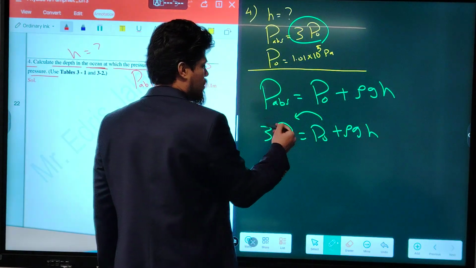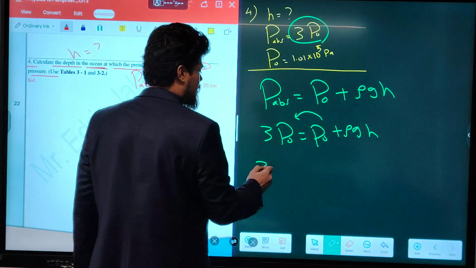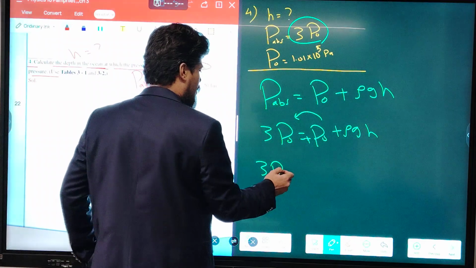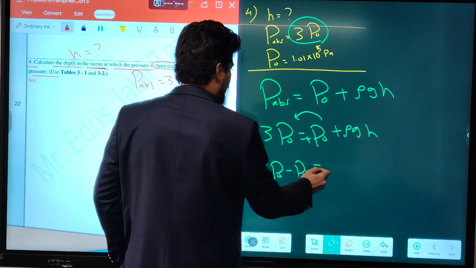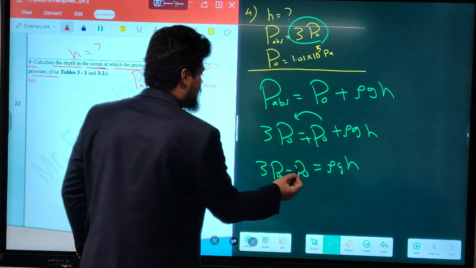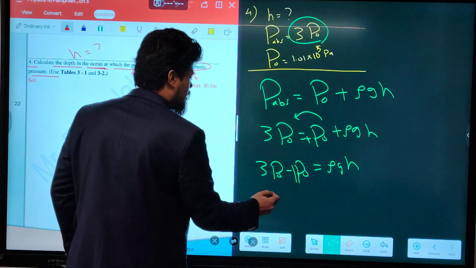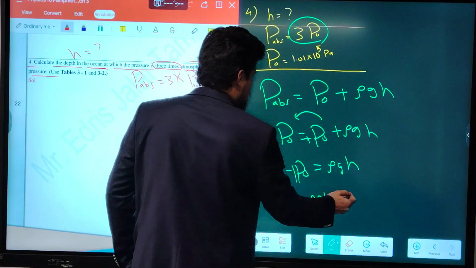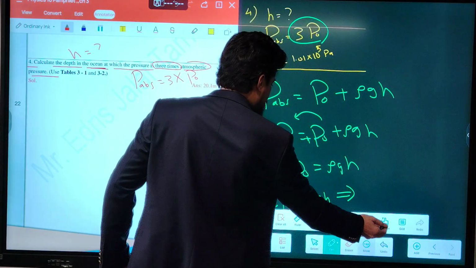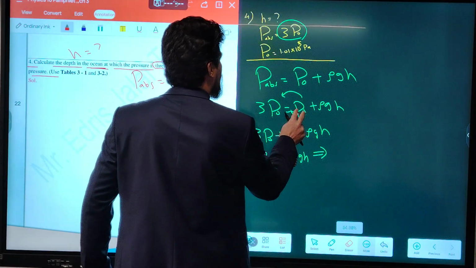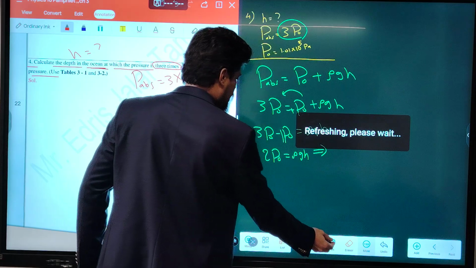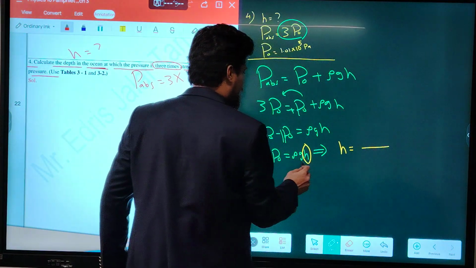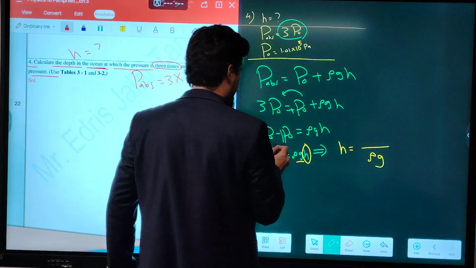Rearrange this equation. Move the atmospheric pressure to the other side. Here it is positive, and when we move it to the other side, of course, it becomes negative. 3 P naught minus P naught, 1 P naught, is equal to 2 P naught, which equals rho GH. So you can rearrange this equation, guys, look. What is unknown? Height. What do we have with the height? Rho and G.